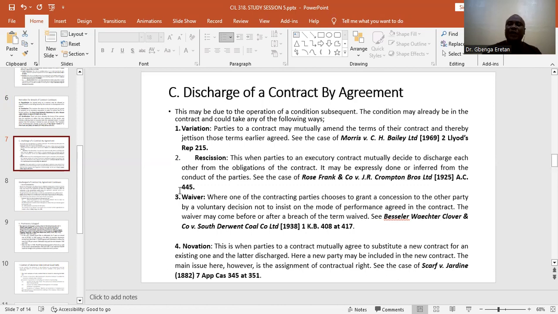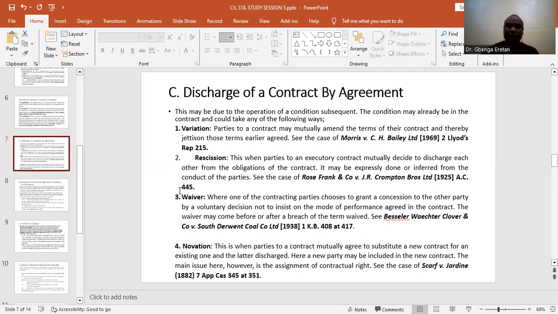But where circumstances come up that they could not perform the contract, they could also enter into a further agreement to waive or to amend the contract and ensure that parties perform their contract. So when you talk about discharge of a contract by agreement, it could take any of the following forms.